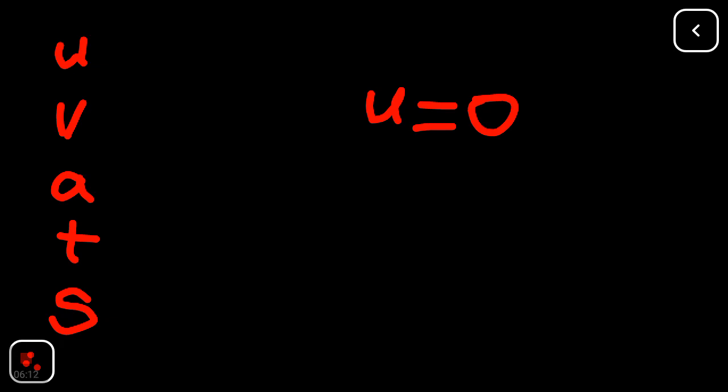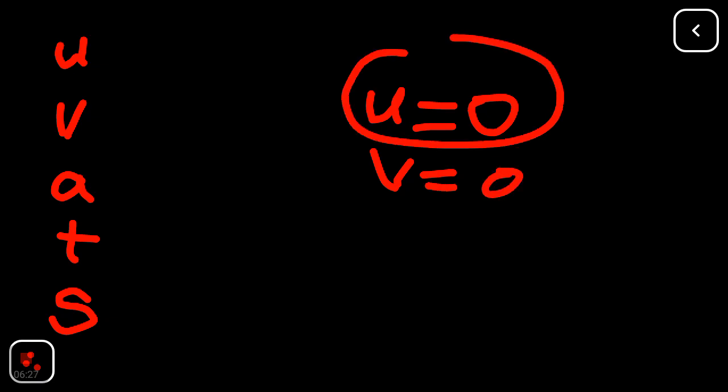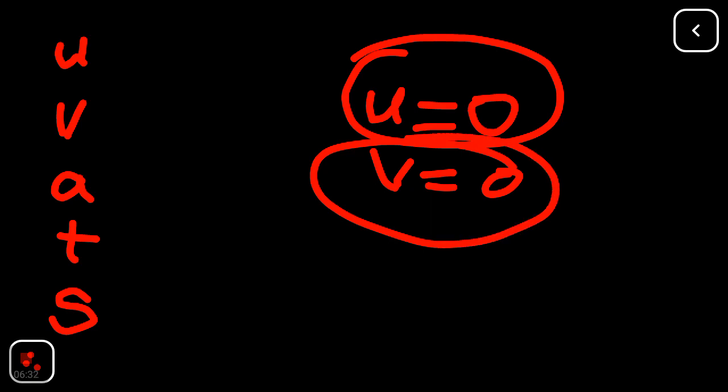And also, if they mention in the question that it comes to rest, that means the final velocity now is 0. So you quickly write v equals 0. Starts from rest, initial velocity 0. Comes to rest, final velocity 0. So these are also good English to know.